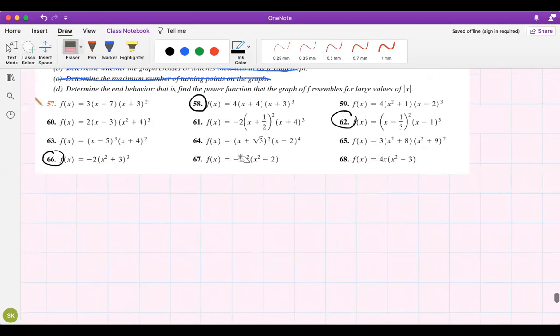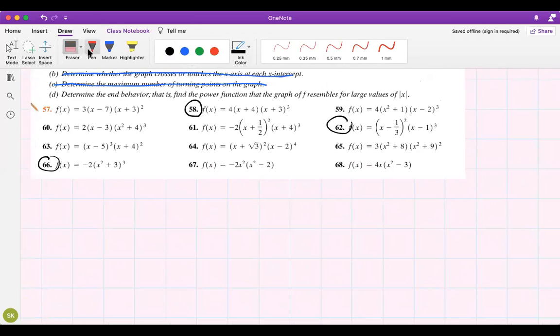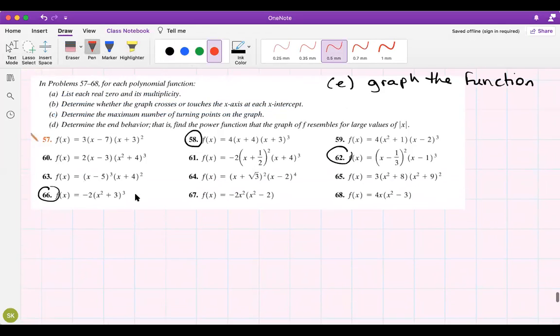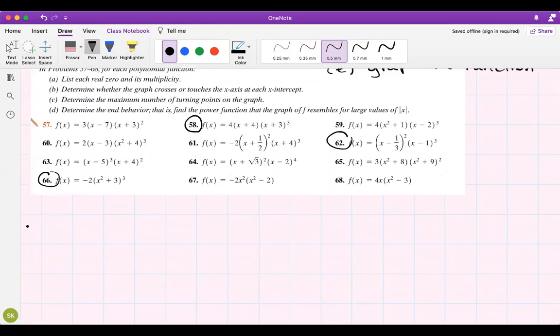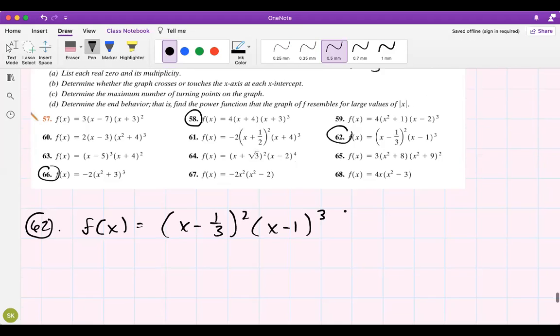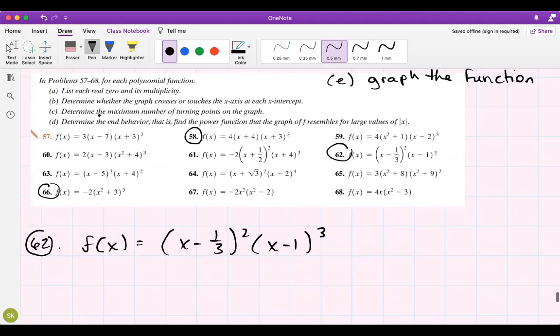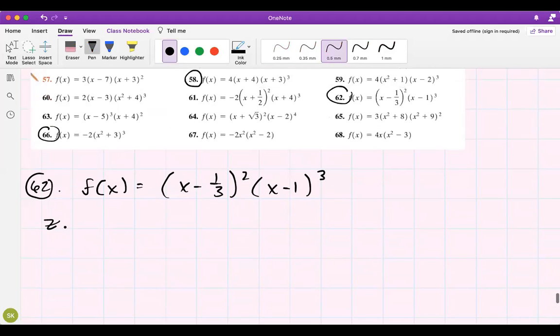The next problem we're going to work on is 62. Okay, so let me copy this problem here. It says f of x is x minus 1/3 squared times x minus 1 cubed. Okay, what do we need to do? We need to find the zeros. So the zeros for this function are x is equal to 1/3, and this has a multiplicity of 2, and x is equal to 1, and it has a multiplicity of 1.